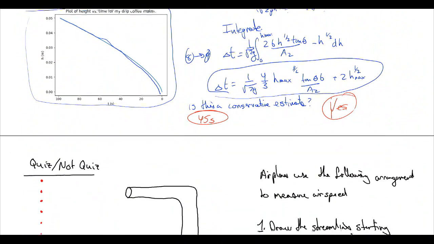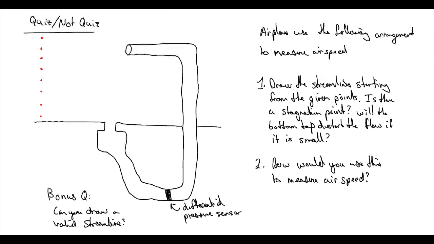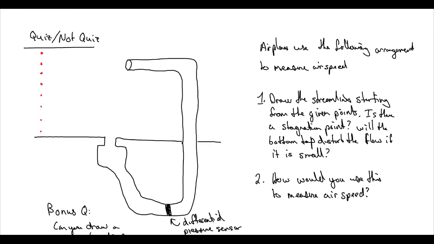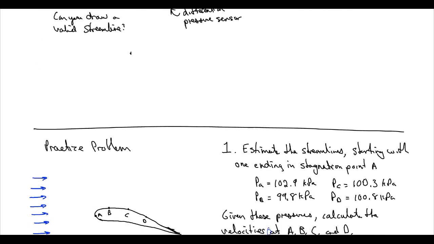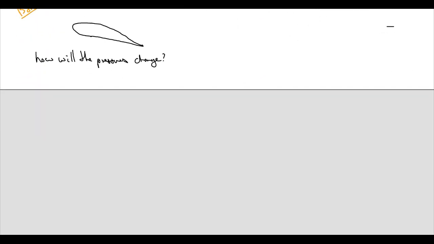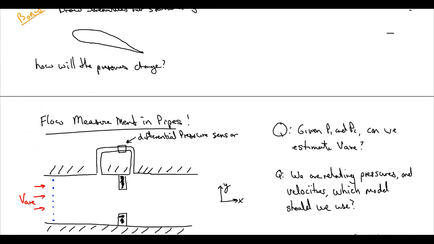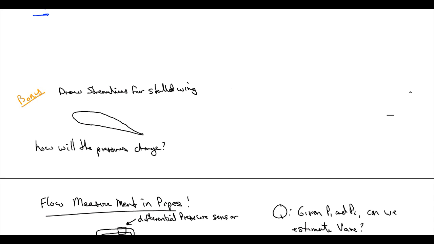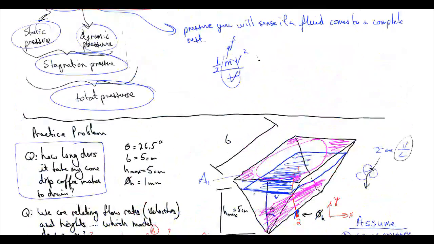Great. So the next little video is going to be a quiz, not quiz, on using a pitot tube to measure velocity. And then after that, we'll do another video where we do two additional problems where we talk about the pressure on a wing and flow measurement in pipes. Great.